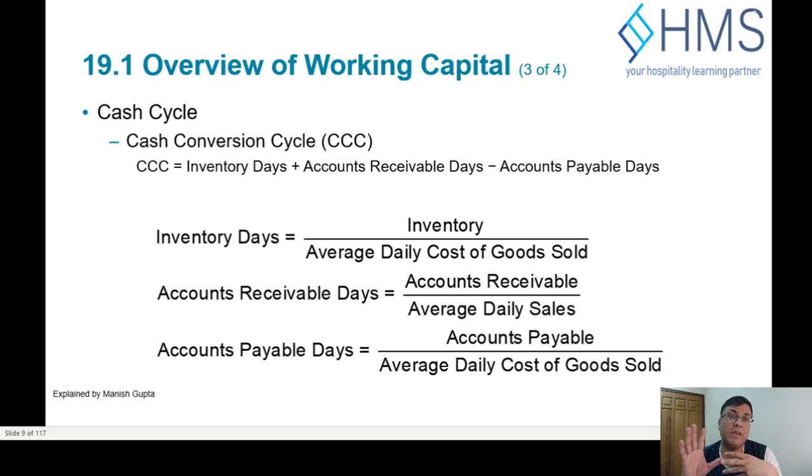However, since the ratio of credit sale to cash sale is not always the same for companies, in order to maintain consistency we use total sales, average daily sales, so that it takes care of the increasing or decreasing component of credit sale in the total sales. So these are the formulas.